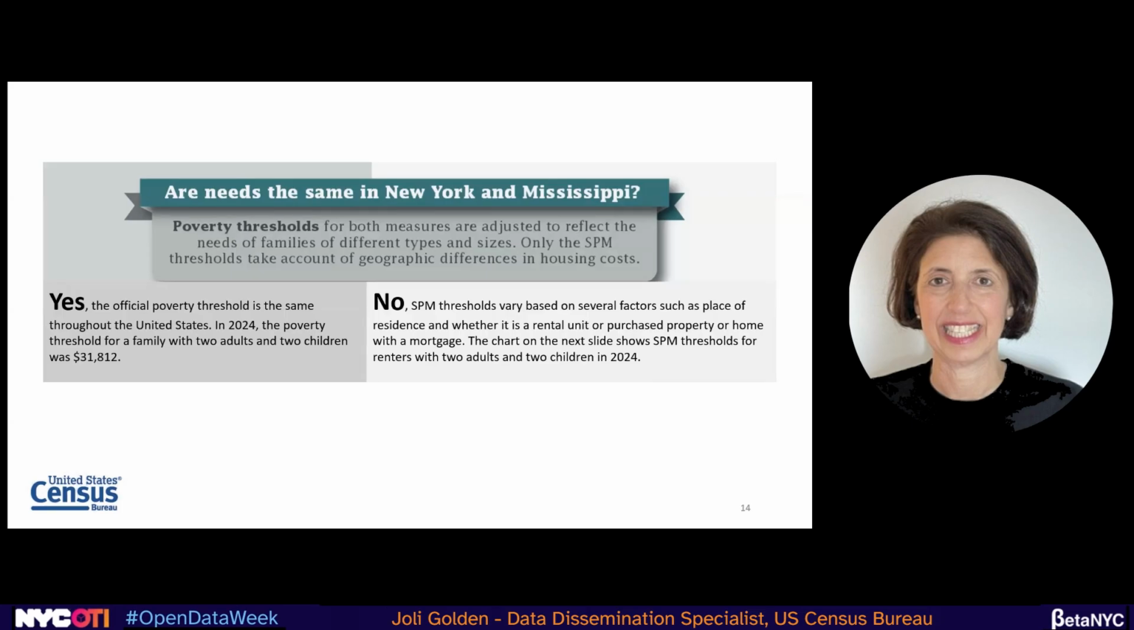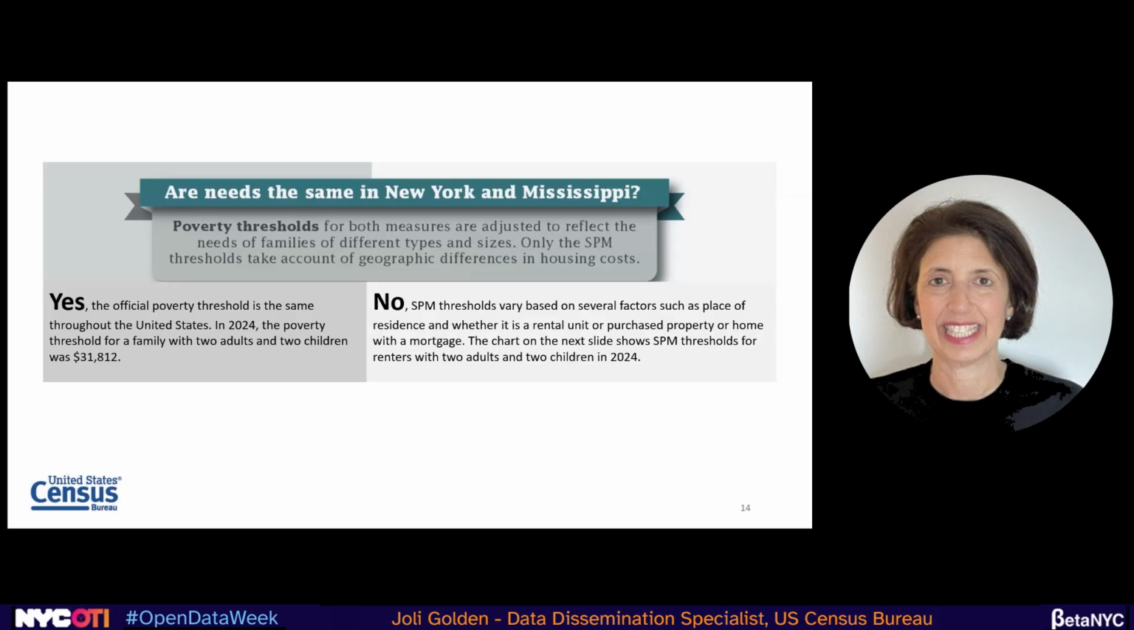For the supplemental poverty measure, we do consider geography as a factor. So you'll see different measures across the country, as opposed to the official poverty measure, which is that one number. So in 2024, the poverty threshold for a family with 2 adults and 2 children was $31,812. That is a static number, and it is unchanged. So if I'm considering whether someone's below the official poverty threshold in Mississippi or in New York City, we're looking at the same number. But those vary for the supplemental poverty measure.